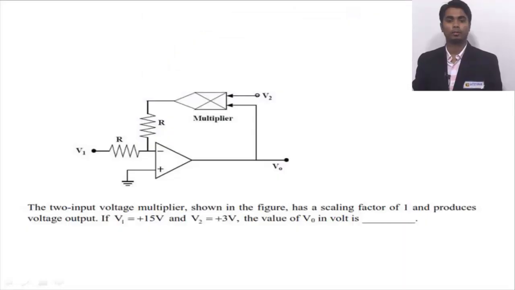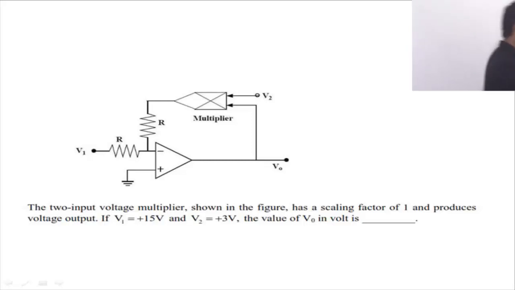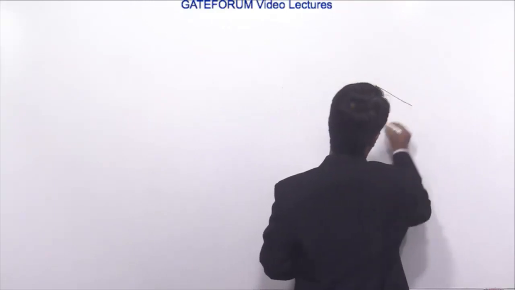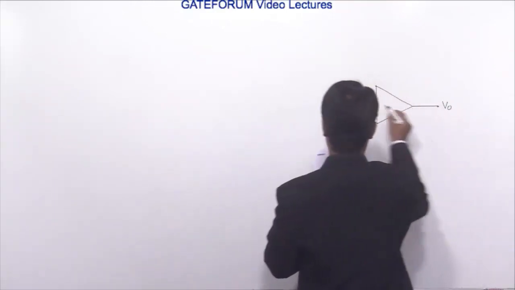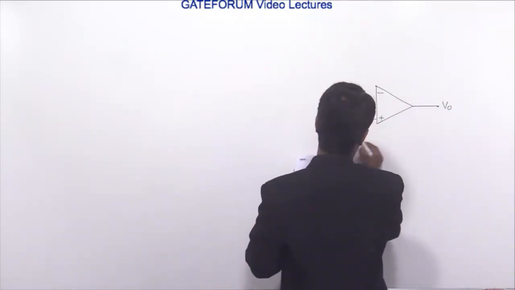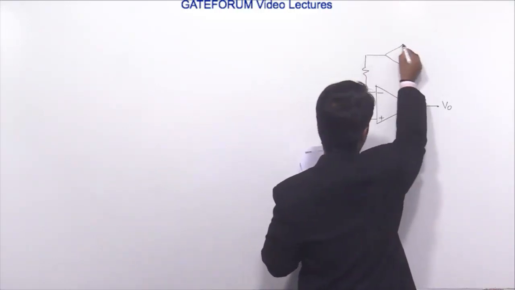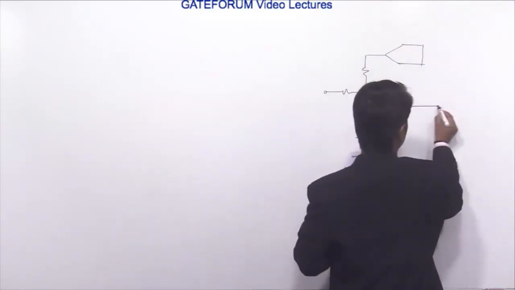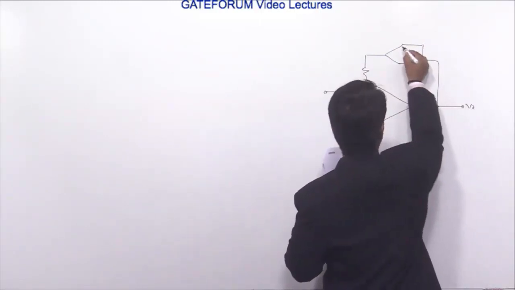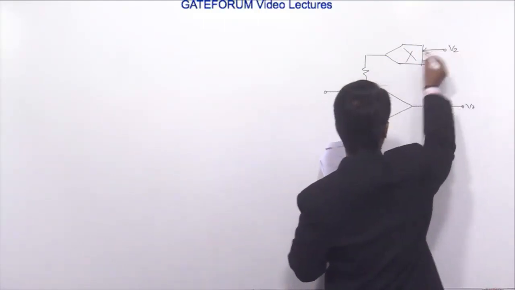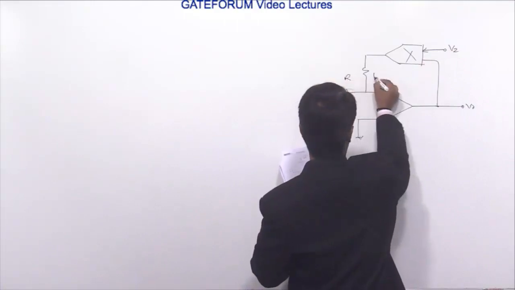The 2 input voltage multiplier shown in the figure has a scaling factor of 1. A scaling factor means multiplication factor, and produces the voltage output. If V1 equals plus 15 volt and V2 equals plus 3 volt, the value of V0 in volt is. See, this is the circuit diagram. This is V2, this is V1, this is R, this is R.